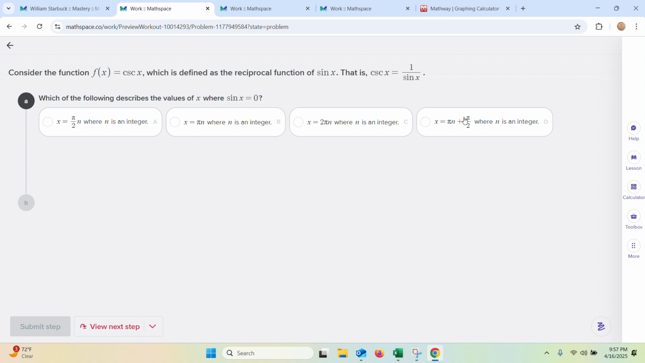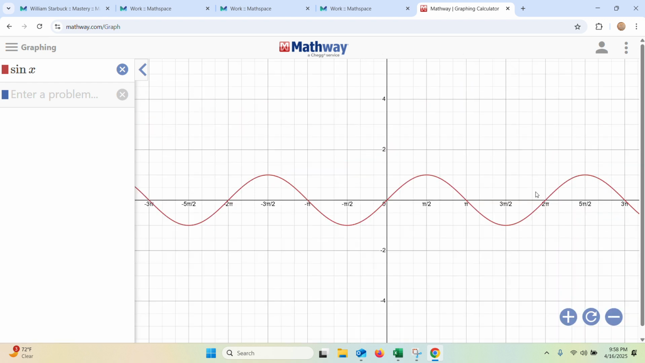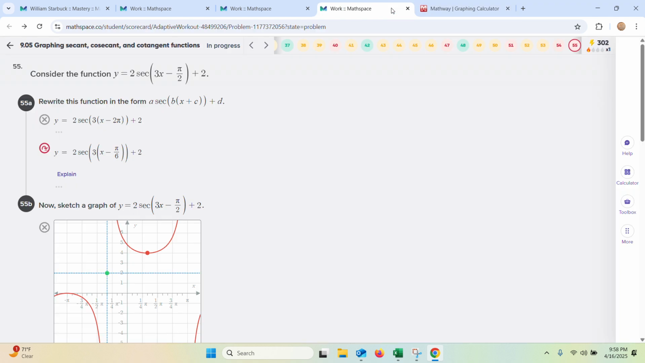That's not right. It's 0 at every pi, where n is an integer. So look at this: it's 0 at pi, it's 0 at 2 pi, it's 0 at 3 pi, it's 0 at 4 pi. So n represents the numbers in front of pi. So it's 0 at some factor, multiple, whatever you want to call it, of pi.